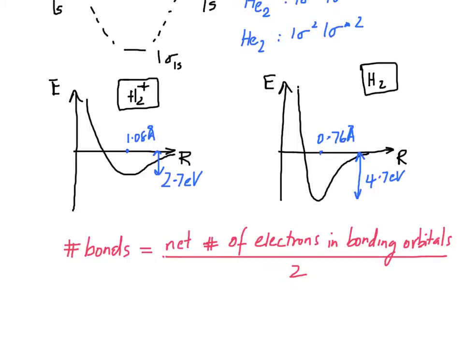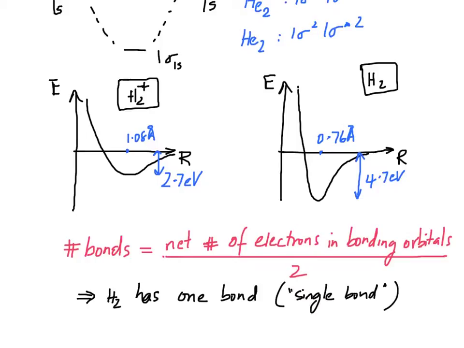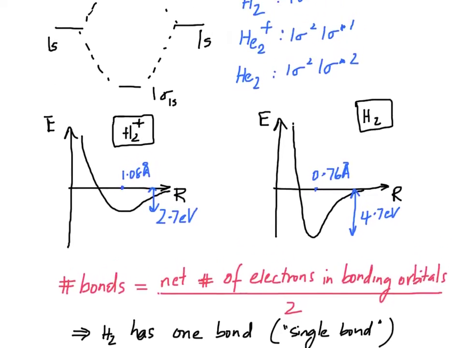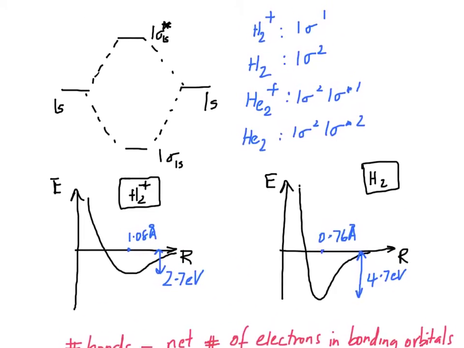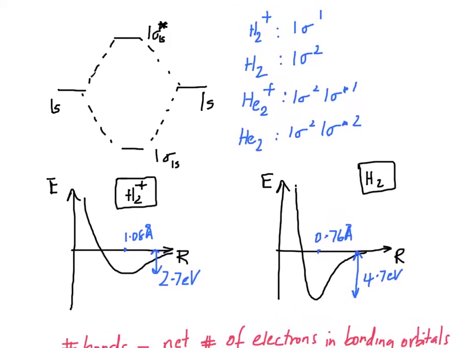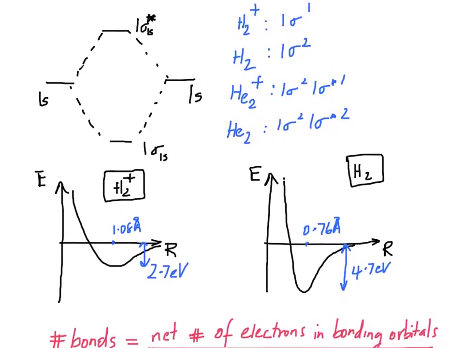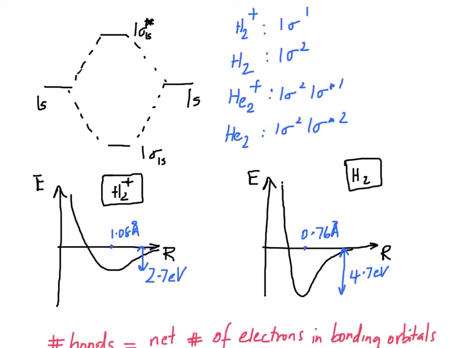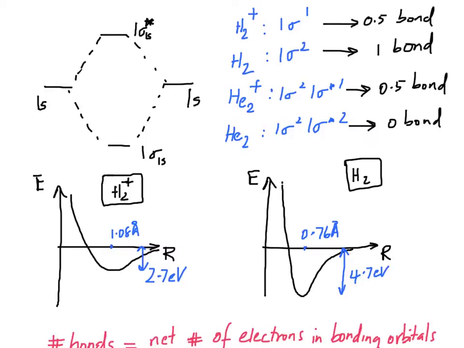Note that this definition immediately implies that a neutral H2 molecule has 1 bond. Why? Because it has 2 electrons in the bonding orbital. So 2 divided by 2 gives you 1. So a neutral H2 has 1 bond, a single bond. Of course, we could use the same definition to go back to our 4 molecular systems that we considered earlier and identify the number of bonds that we expect each of those systems to display.